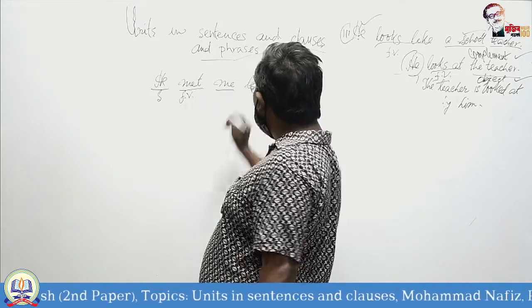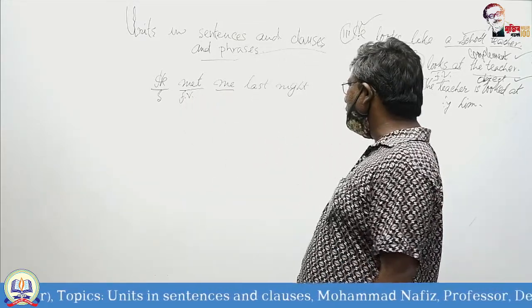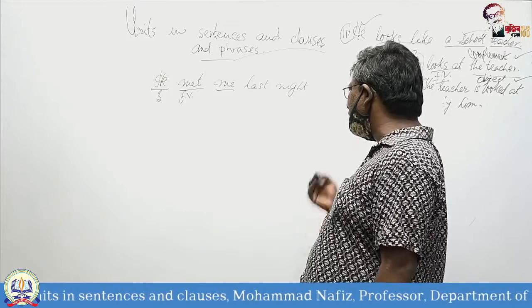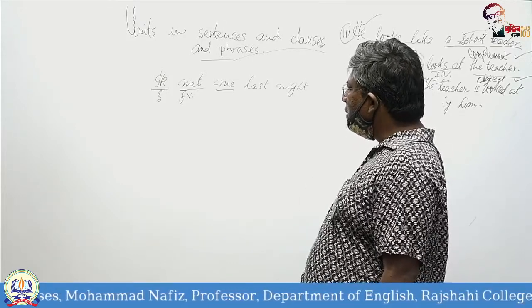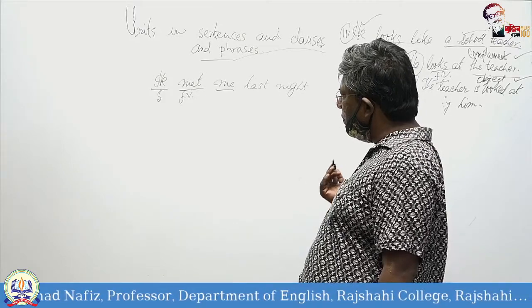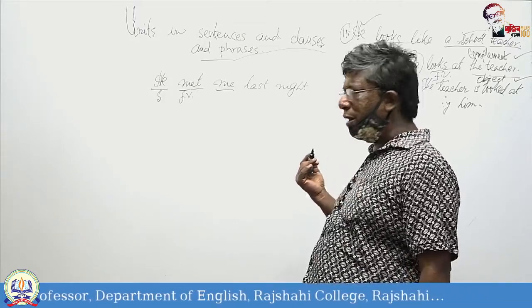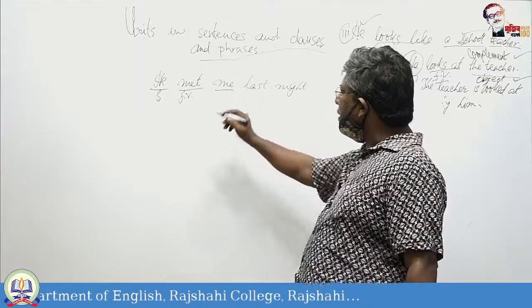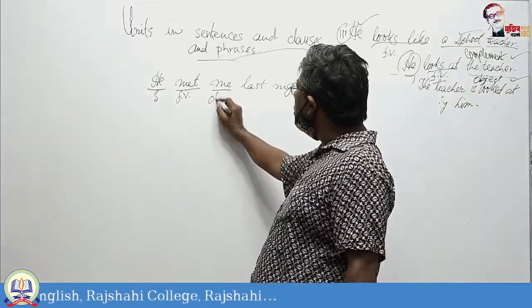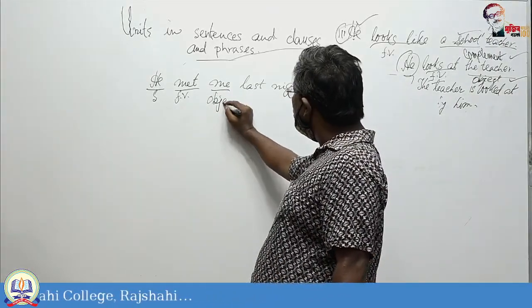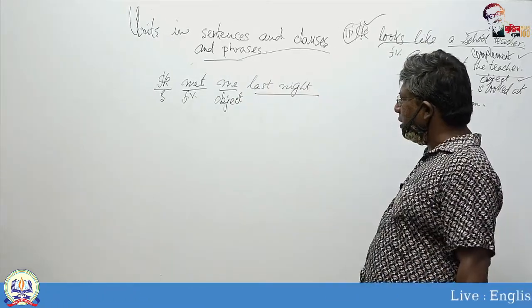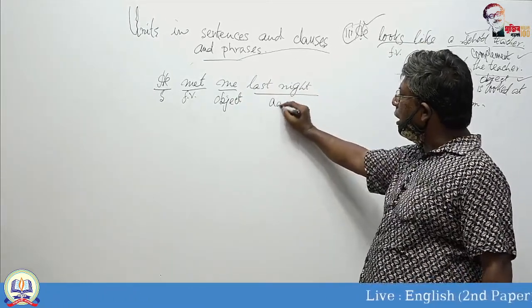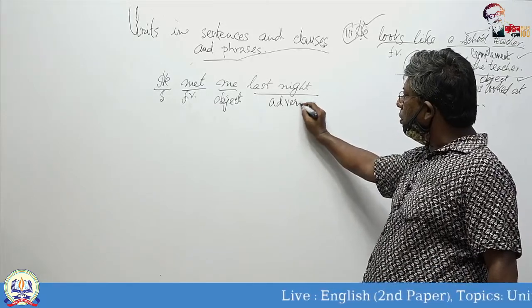If you want to make the clause passive, you can easily transform the verb met into a passive one. Therefore, me is an object. And what is last night? This also makes a unit. This is called an adverb.